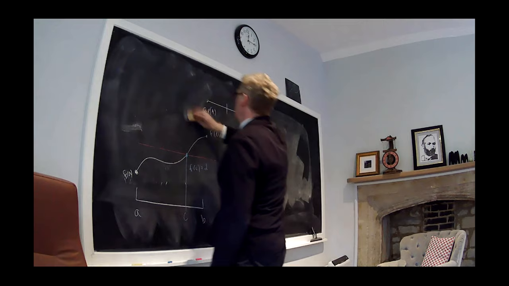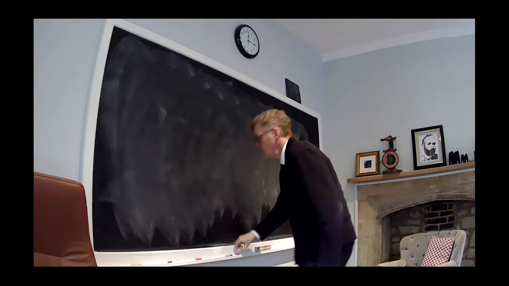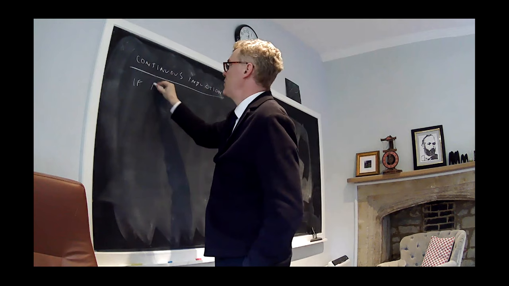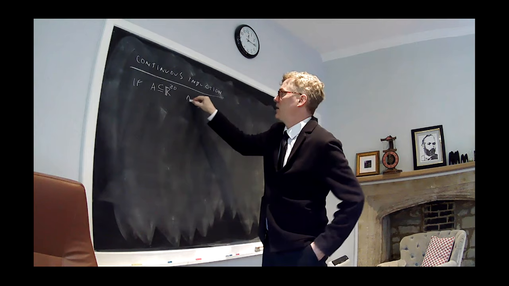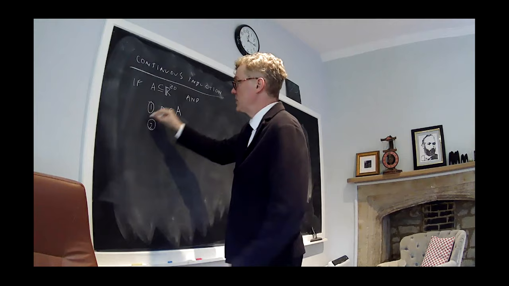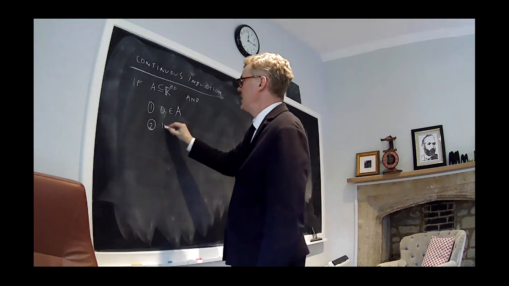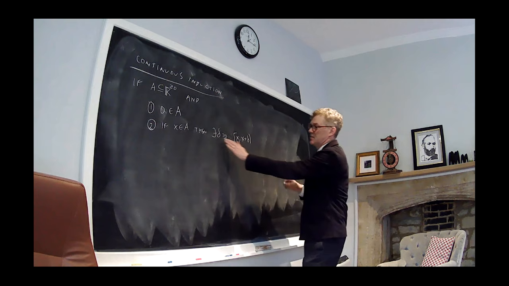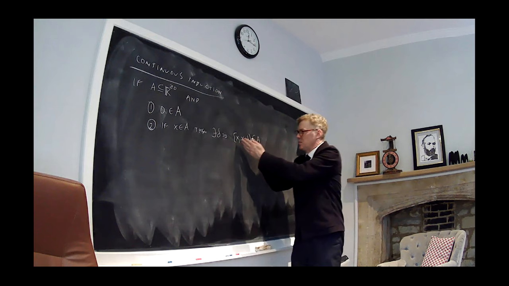What it says is, so this is the continuous induction. Of course, we mean induction in the sense of mathematical induction. So if A is a set of non-negative real numbers, and 1, 0 is in A, so it's sort of like induction in the natural numbers. We're still starting with zero in the set. And 2, if x is in A, then there is a delta so that the entire interval between x and x plus delta, maybe delta is very tiny, is contained in A. So if I have something in A, I can make it a little bit bigger and have everything in between in A.